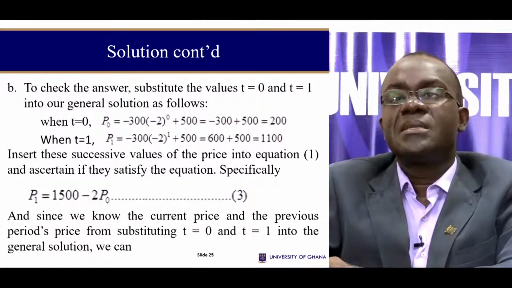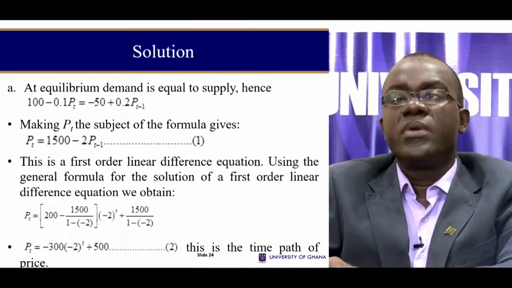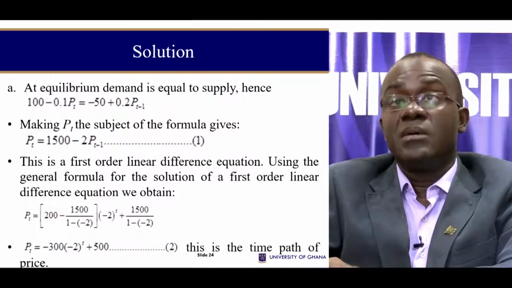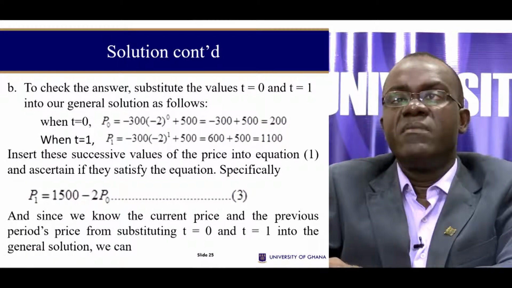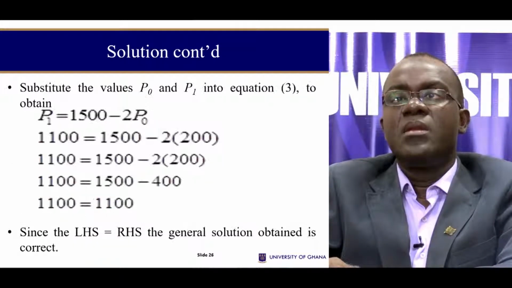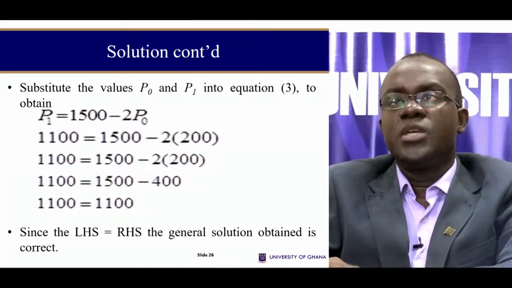Now, cross-checking our solution, when t is equal to 0, we get this, and when t equals 1, we get this. We have this one to be our general solution, and this one to be our initial solution, our original problem. So we have to put P1 here and P0 here and see how they behave. And then when we put in the actual values of P0 and P1, we get the two to be equal, and therefore our solution is correct.